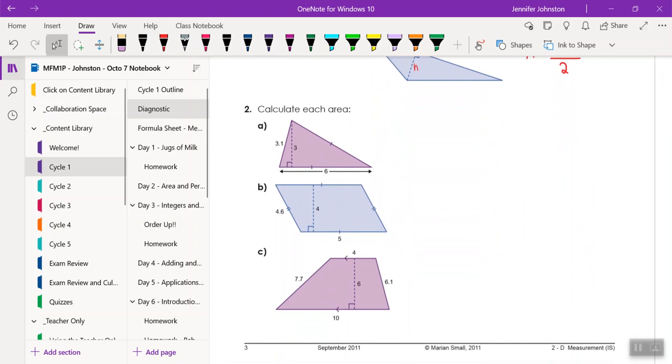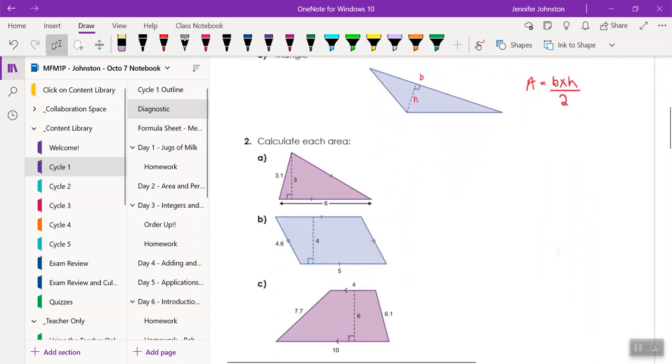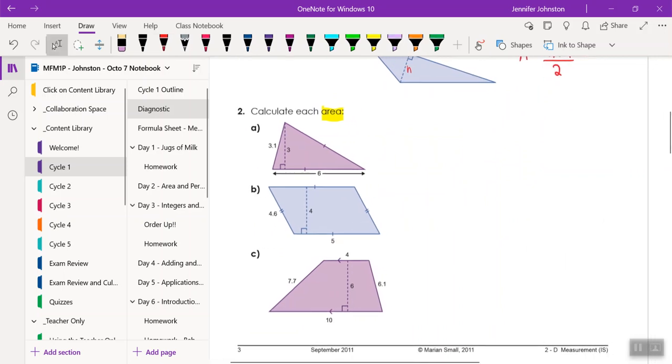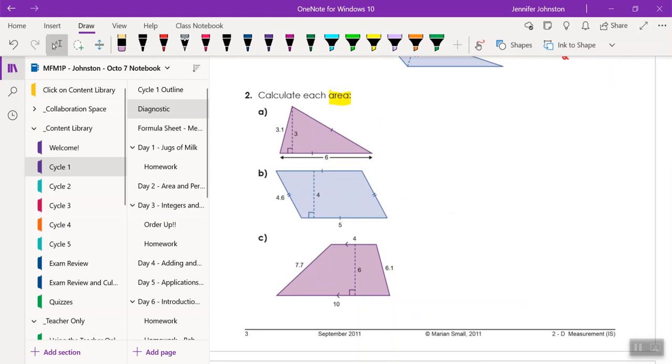For question number 2, we're going to be using these formulas to help us answer. So calculate the area. And what's really important that we remember about area is that we square our units in the end. What I mean by that is if this first one, question A, was in centimeters, I'm going to give them all kinds of units. If it's in centimeters, our answer will be centimeters squared.